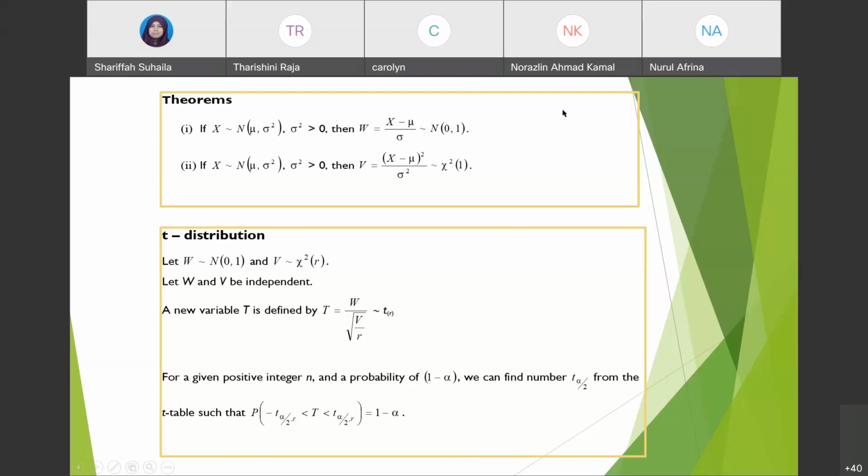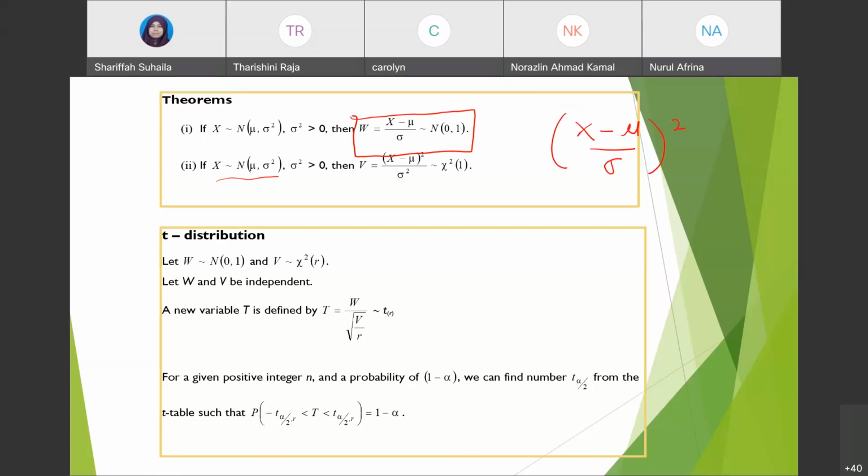Okay, ini kita dah tahu. Dia adalah standard normal distribution. Okay, standard normal distribution. So the same thing, kalau X adalah normal juga, cuma kita kuasa dua kan. So that means we have W square. So katakan W square tu adalah V. Okay. X minus mu square over sigma square. Ataupun dalam erti kata lain, X minus mu over sigma square kan lah.